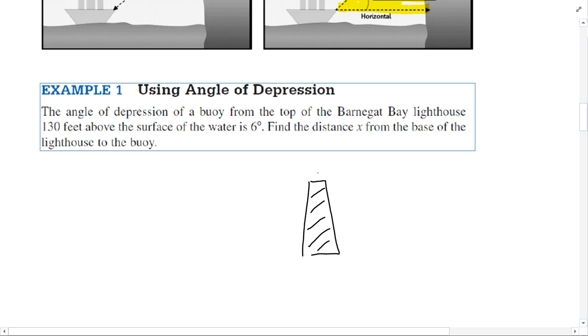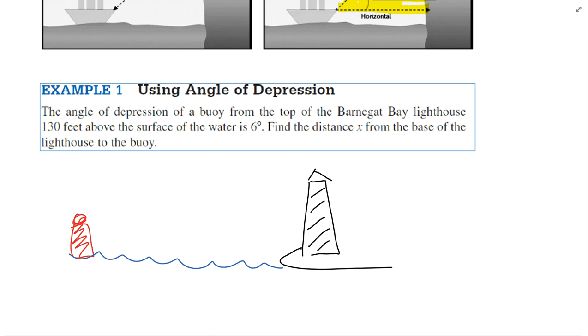Here's our lighthouse. It's on the top of the bay or something. We've got our water. We have our buoy, and the buoy is one of those things that just floats. I don't know what it looks like. There's my buoy. Okay, so let's label the information that we're given in the picture. This makes it look like it's much closer than it really is. It's probably very tiny. Okay, there it is.